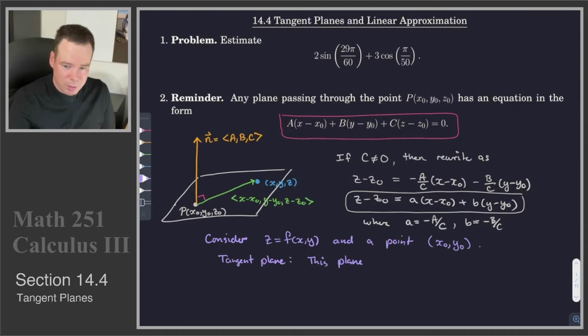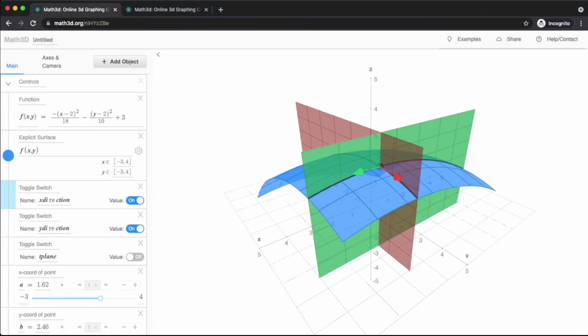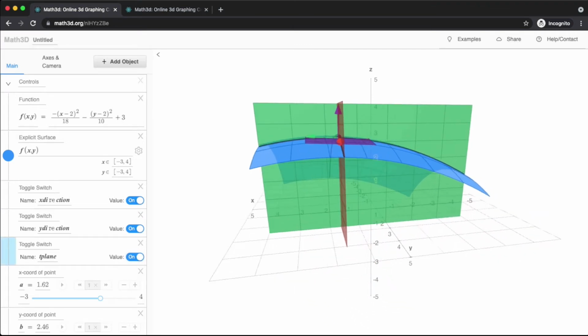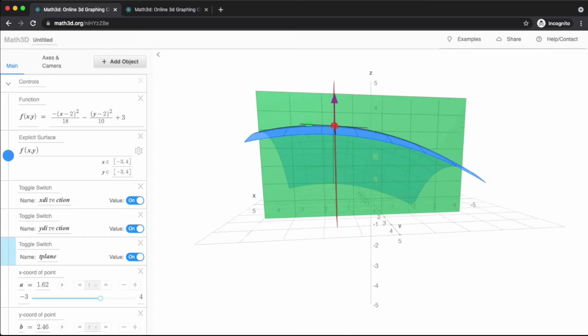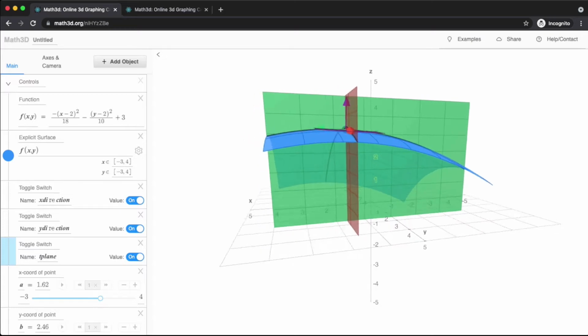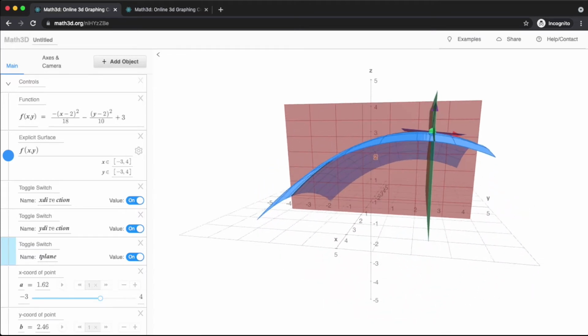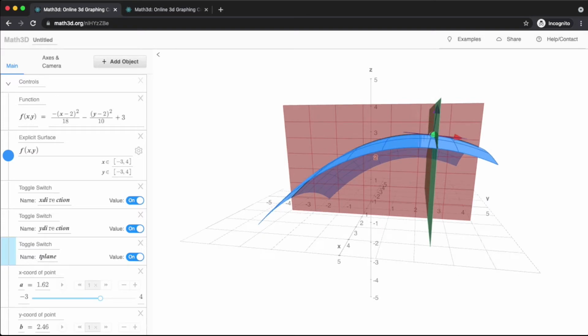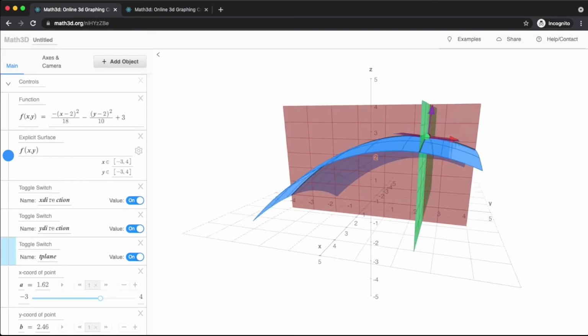We'll go back to the demo again. We want the tangent plane, this purple plane, to intersect the green plane in the tangent line to the curve where x is changing but y is constant. And we also want the tangent plane to intersect the red plane in a line which is tangent to the curve where y is changing and x is constant.